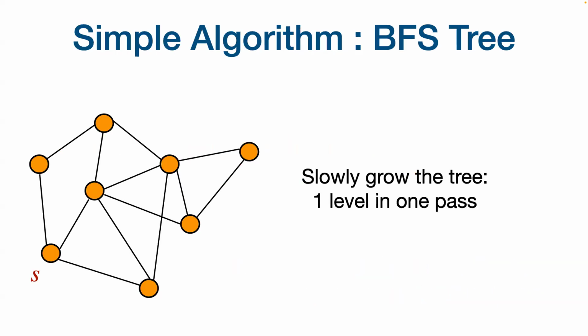So what can you do here? Let's start with very simple algorithms. What do we know classically to find shortest paths? We can run BFS. So what is going to happen if you try to run BFS here? You have this source vertex because this is already given to you. And in one pass, my claim is you can only grow one level of this tree.